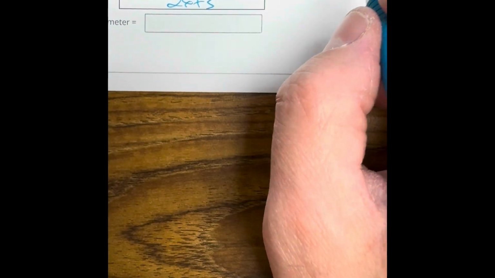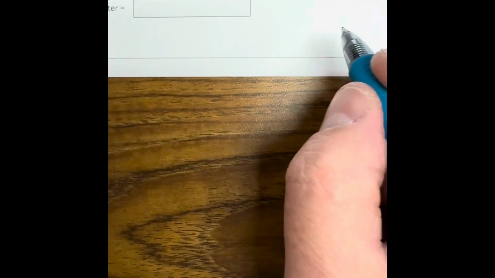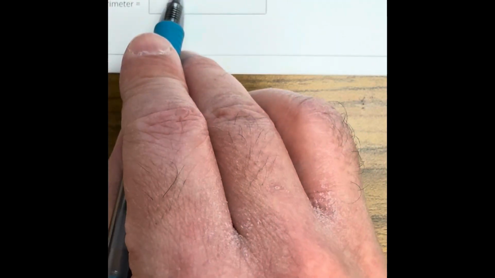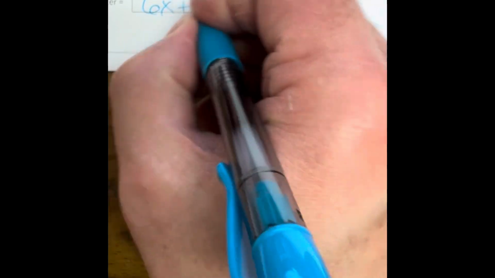So let's combine like terms. So 1x and a 1x. 2x plus 2x plus 1x plus 1x. That is 6 x's. 1, 2, 3, 4, 5, 6. And then a positive 3 and a positive 3. There are no other whole numbers here and here. So 3 plus 3 is 6. So the perimeter of this rectangle is 6x plus 6. So I think that's right. All right.